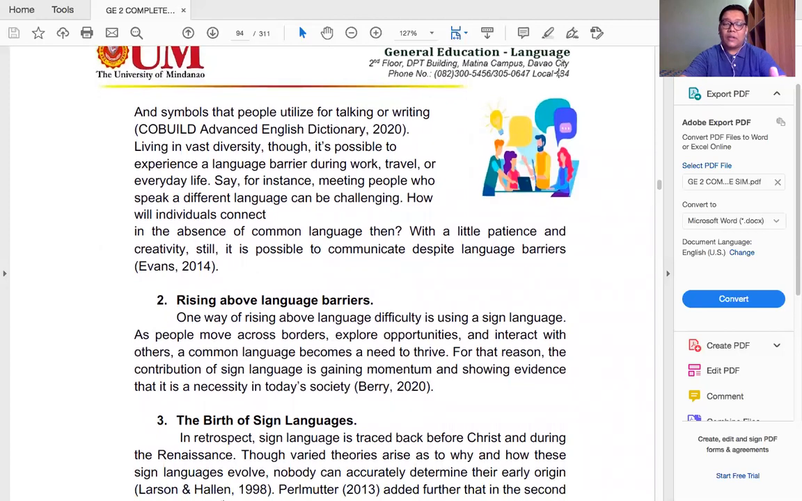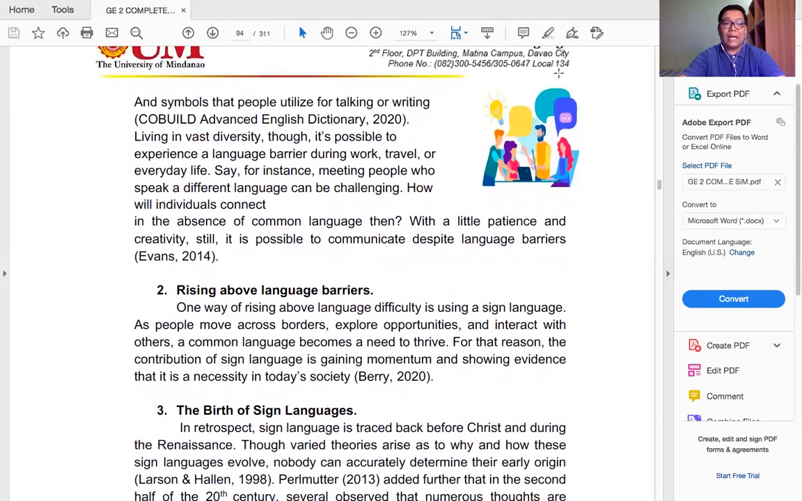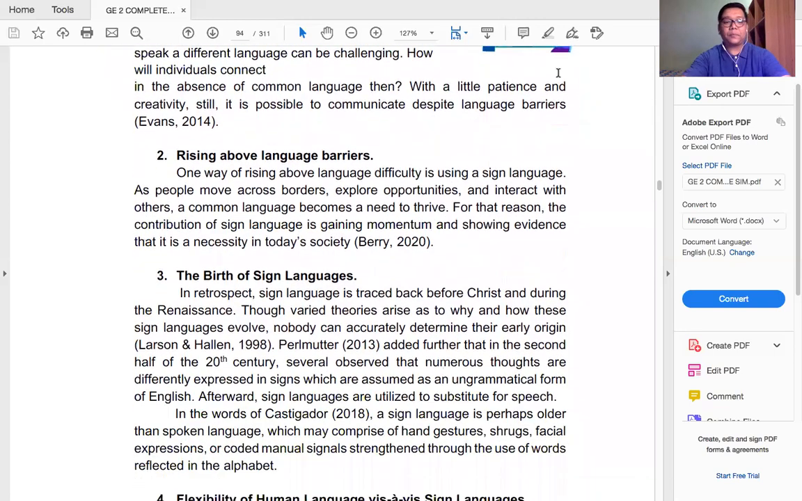As people move across borders, explore opportunities, and interact with others, a common language becomes a need to thrive. That is very true in a society that also wants to make sure that all members of the community could understand one another. With that, the contribution of sign language is gaining momentum and showing evidence that it is a necessity in today's society. That's according to Berry in 2020.